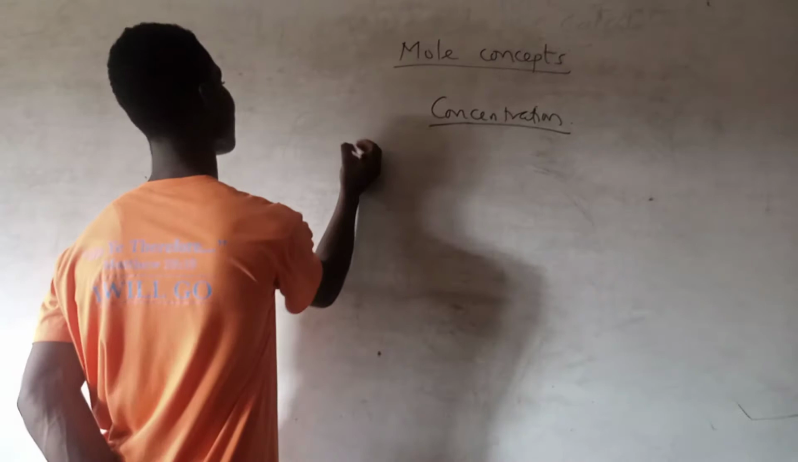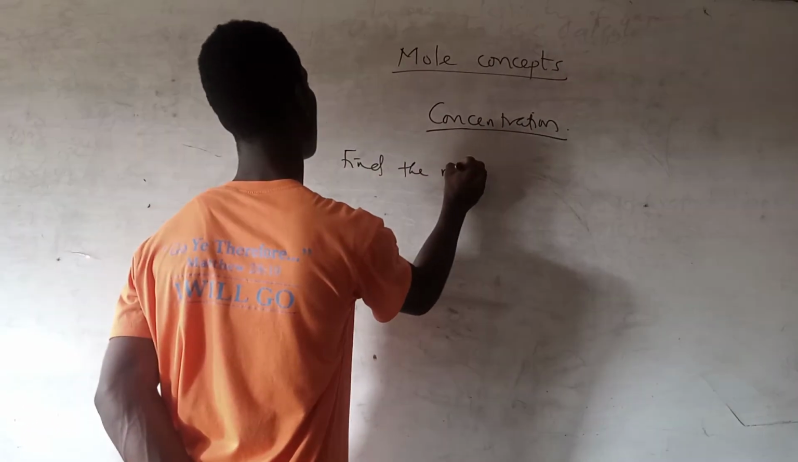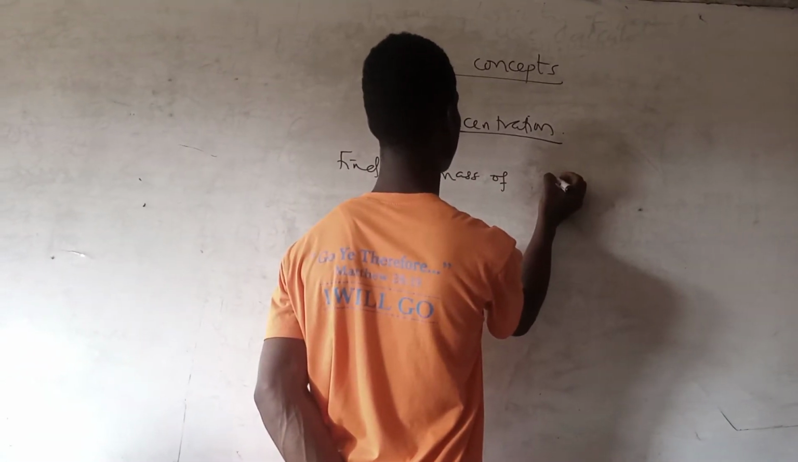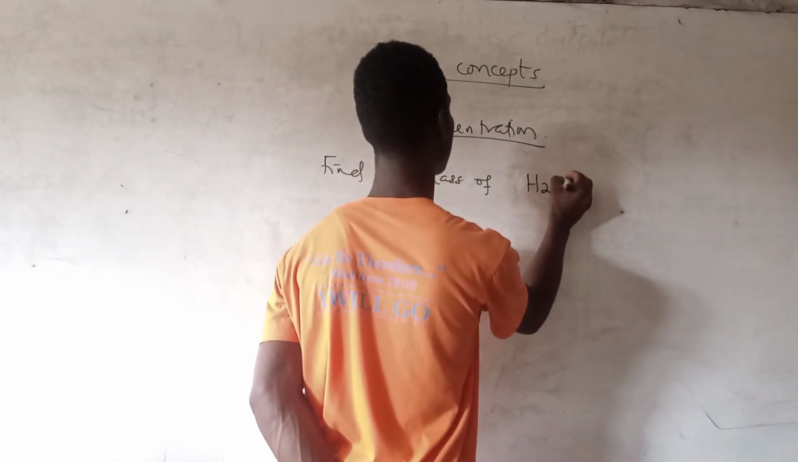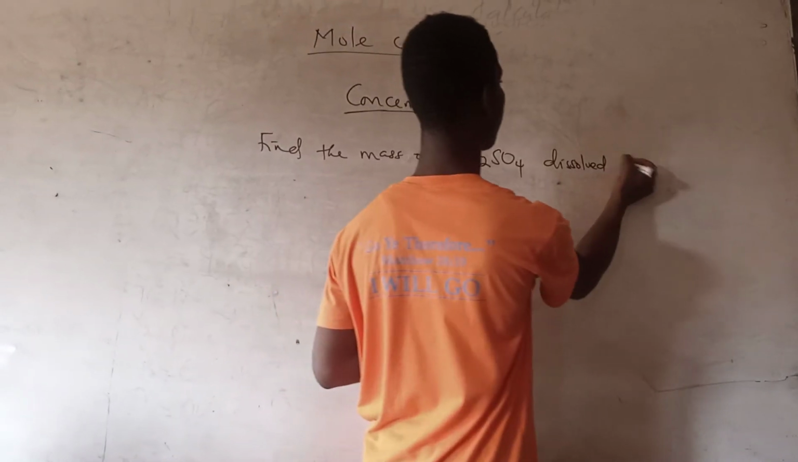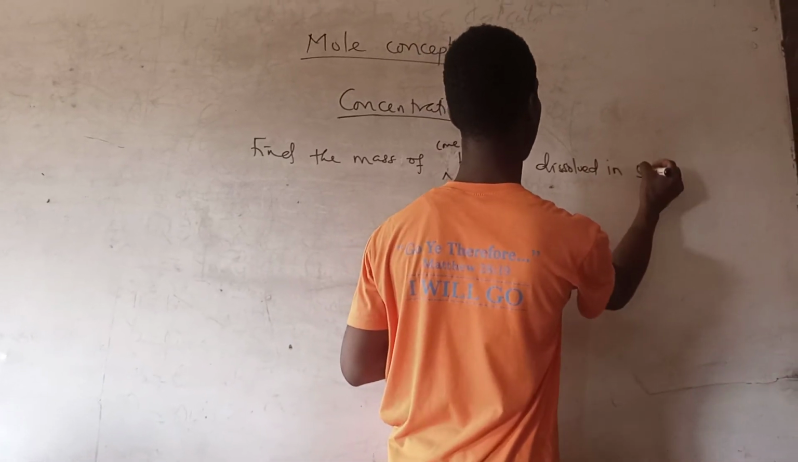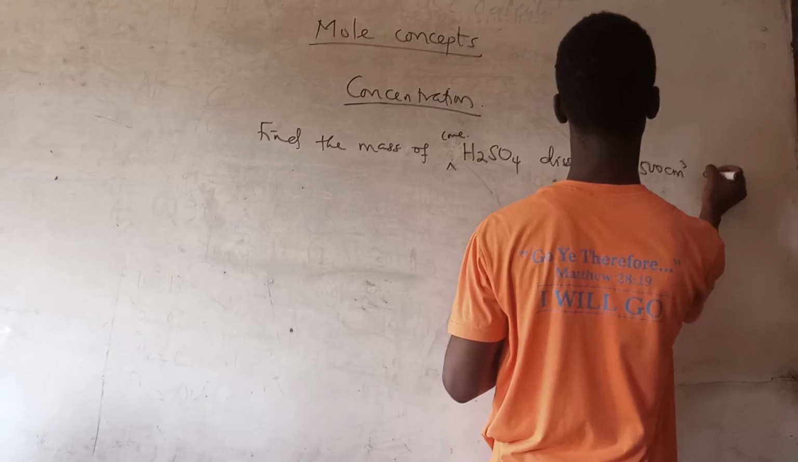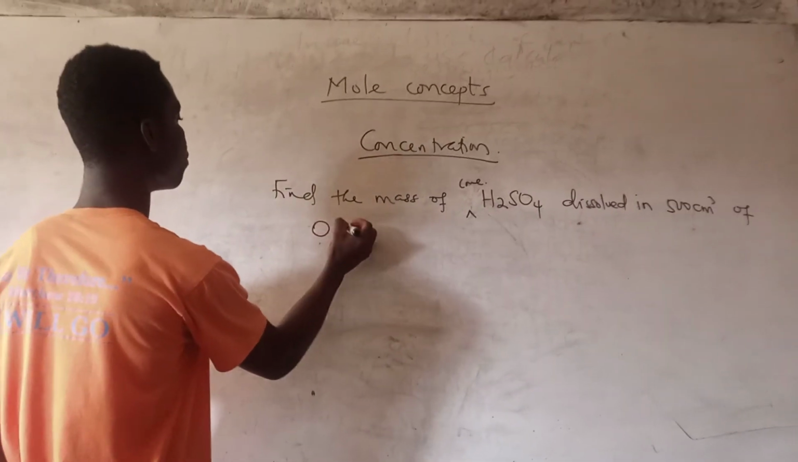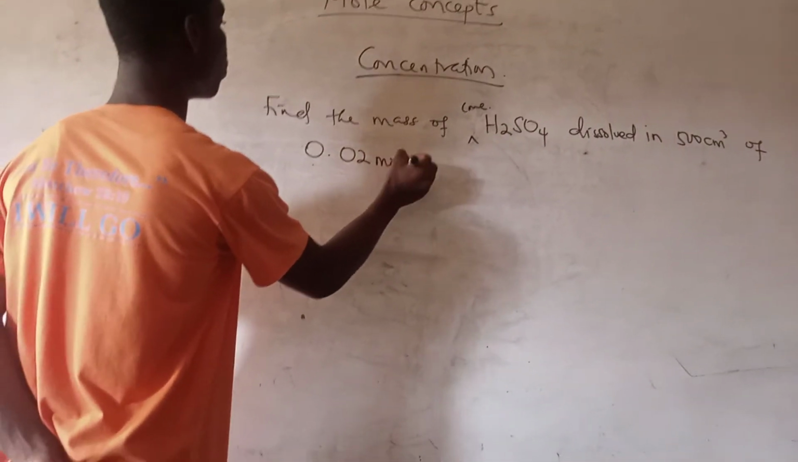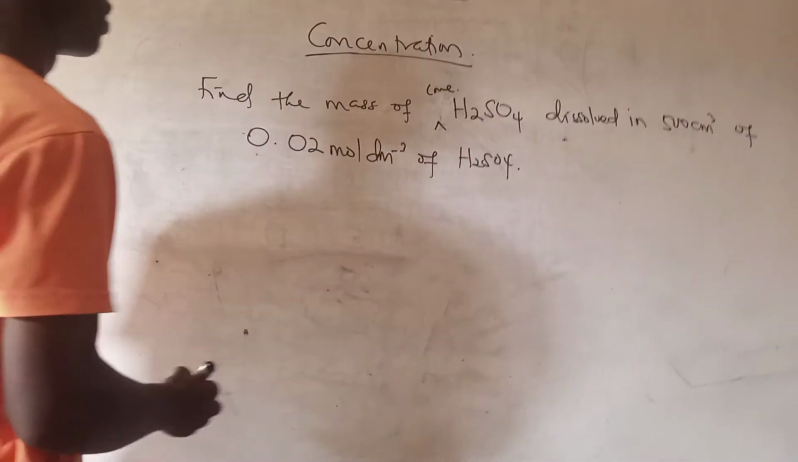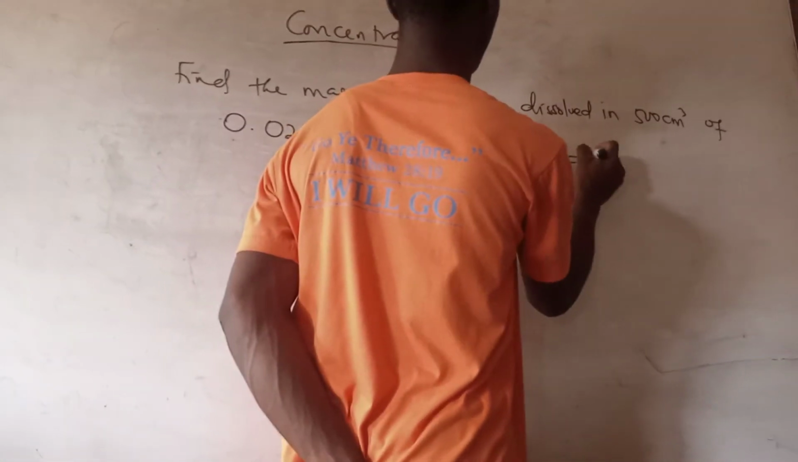Let's solve an example. Find the mass of concentrated H2SO4 dissolved in 500 cm cube of 0.02 mole per dm cube of H2SO4 solution, and we have H to be 1.